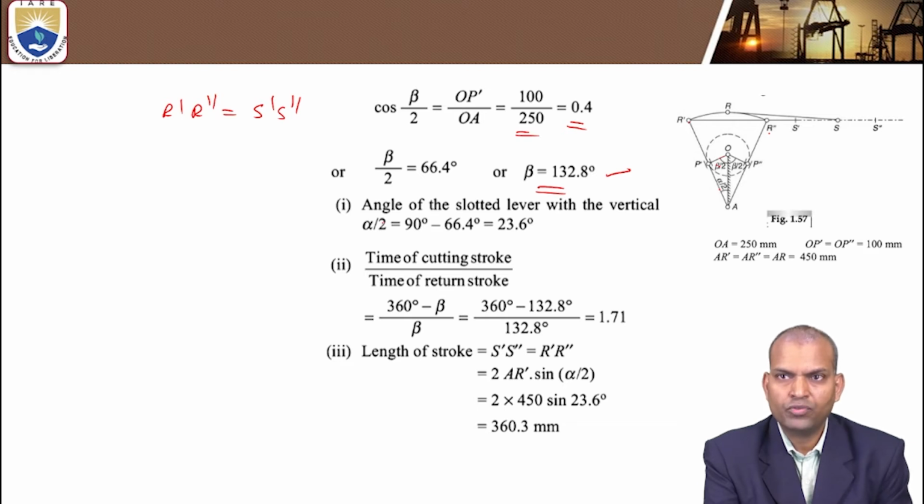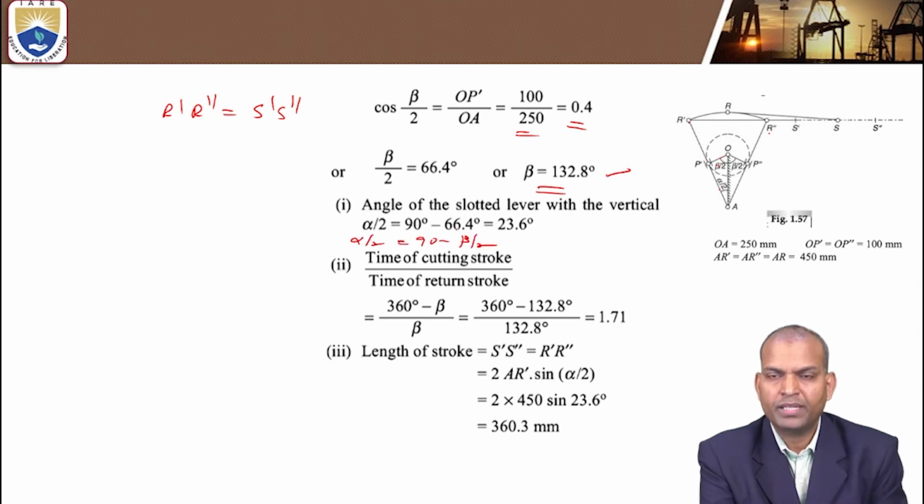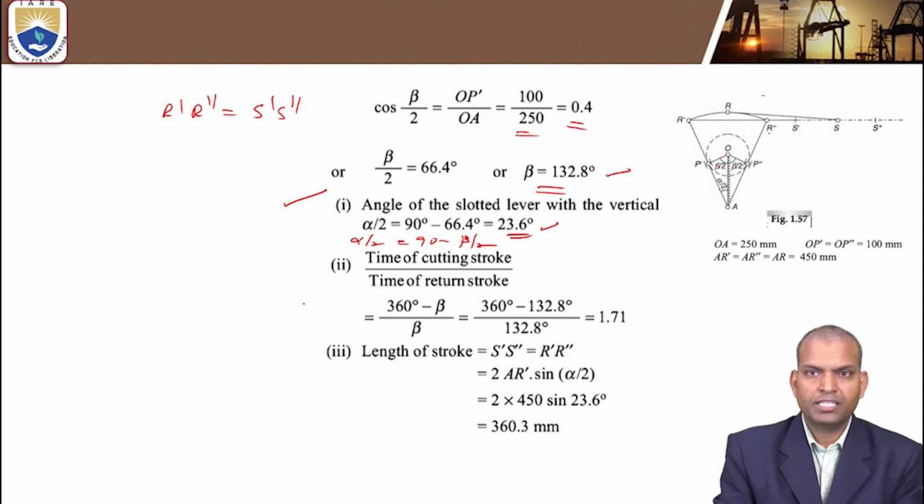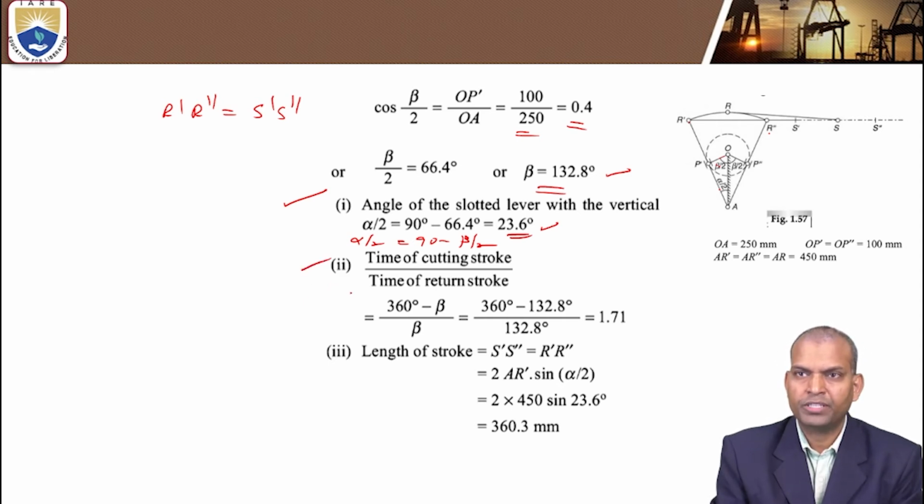How does it come? The angle of the slotted lever with the vertical, alpha by 2, equals 90 minus beta by 2. 90 minus 66.4 is 23.6 degrees. That is the first objective. Next objective: what is the ratio of the time of cutting stroke to the time of return stroke? That equals (360 degrees minus beta) by beta, that is (360 degrees minus 132.8 degrees) by 132.8, which is 1.71. It is greater than 1.